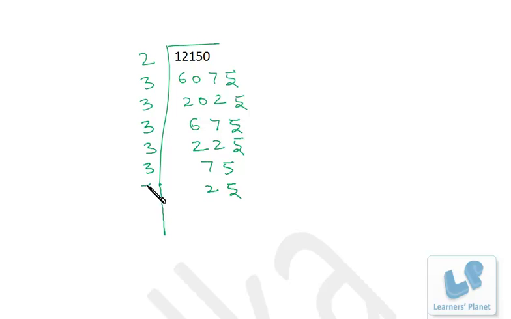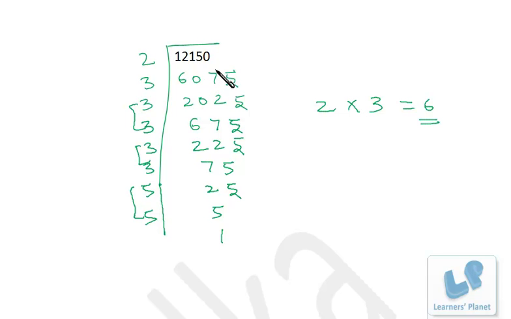Okay. Now 5, 5, 1. Now let's make pairs. So we are left with one 2 and one 3, right? So definitely it's not a perfect square number. To make it a perfect square number, what do we need? We need one 2 and one 3. If we have one more 2, then we'll be getting a pair of 2. If we have one more 3, then we'll be getting a pair of 3, right? So what we want is one more 2 and one more 3. So 2 into 3 is what? 6.